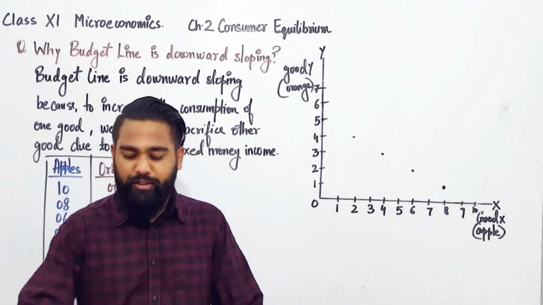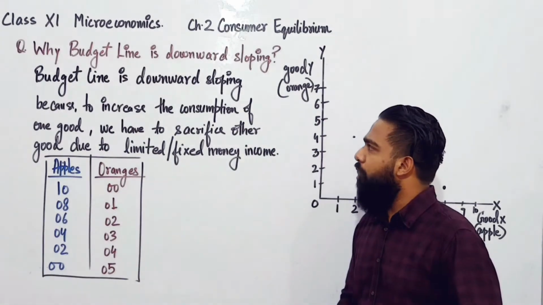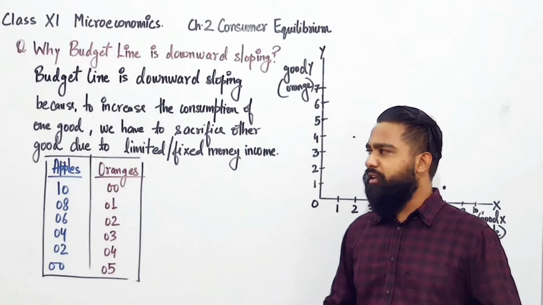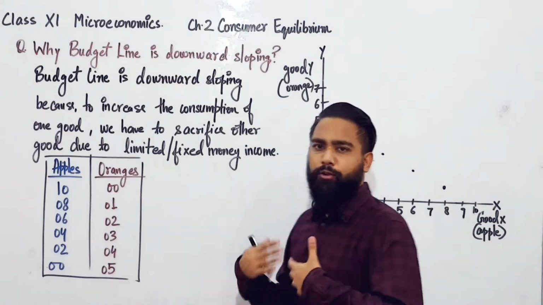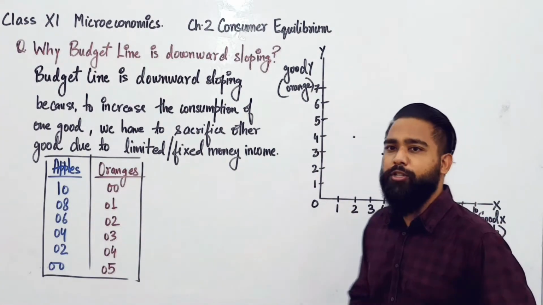Today we are going to continue our second chapter, which is consumer's equilibrium. In today's video, we are going to do a few topics related to the budget line. Now, there is one question which arises in your exams in 2, 3, or 4 marks: why is the budget line downward sloping?